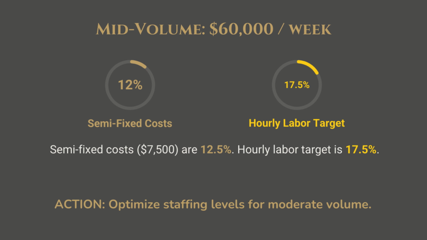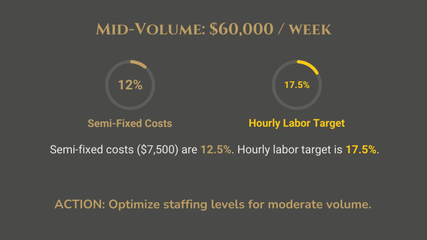At a mid-volume sales level of $60,000 per week, the labor picture becomes much more manageable. The semi-fixed costs of $7,500 now represent about 12.5% of sales, which leaves approximately 17.5% available for hourly labor while still staying within the overall 30% labor target. At this volume, managers have more flexibility in staffing. But labor still needs to be managed carefully and intentionally. The goal at mid-volume is to optimize staffing levels, scheduling enough team members to maintain strong service while avoiding unnecessary labor during slower periods.